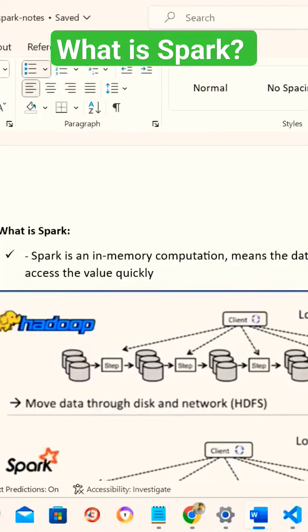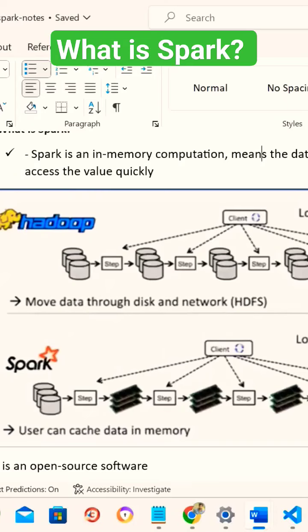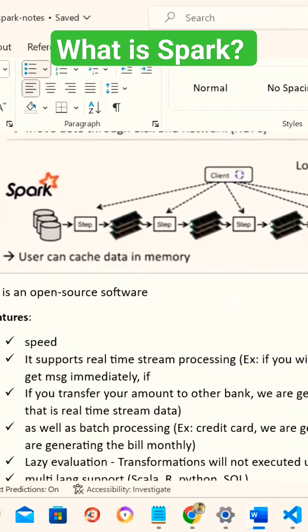Spark is an in-memory computation, meaning the data is stored at the cache level. If we store the data at the cache level, we can access the data very quickly. But in Hadoop, the data is stored in the backend at the disk level, the hard disk level. Right. Spark is open source software.